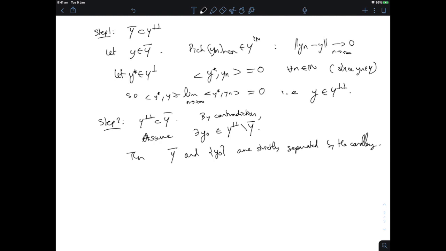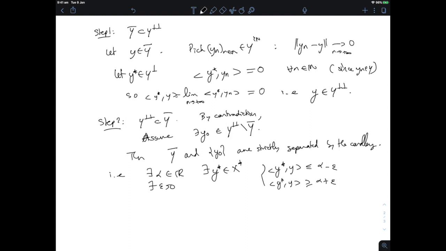Now, what does that mean? That means that I can find a hyperplane. So there exists an alpha, and there exists a, let's call it y star in x star, such that y star y is smaller than, there exists an epsilon, I suppose, let's write it like that, such that this is smaller than alpha minus epsilon, and y star y is greater than alpha plus epsilon. That's what strict separation gives us.